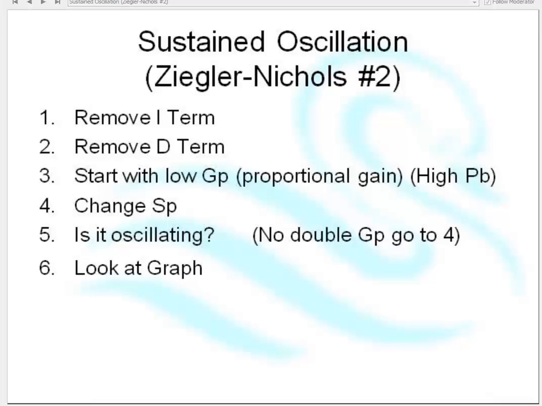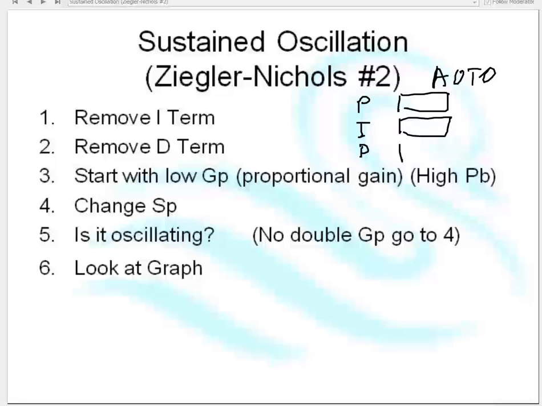Now, the third method of tuning, Ziegler-Nichols method number 2. For this, you put it in auto. So this is an auto-tuning method. So you stick the loop in auto. You've got the P term, the I term, and the D term. You stick 3 boxes. You stick a 0 in the P, you stick a 0 in the I, and you stick a 0 in the D. And then you start increasing the P.